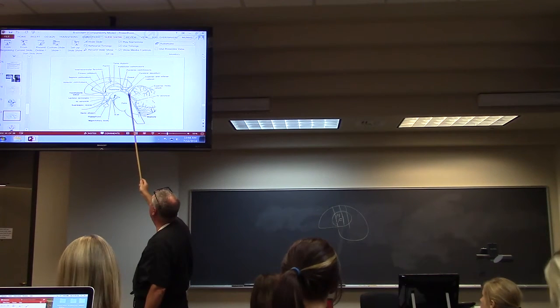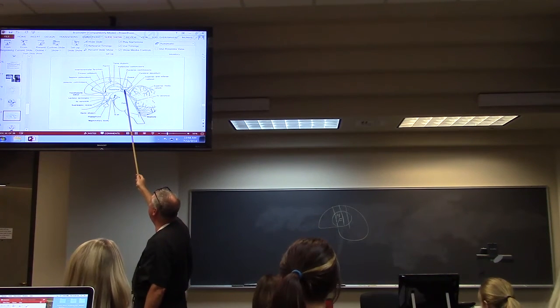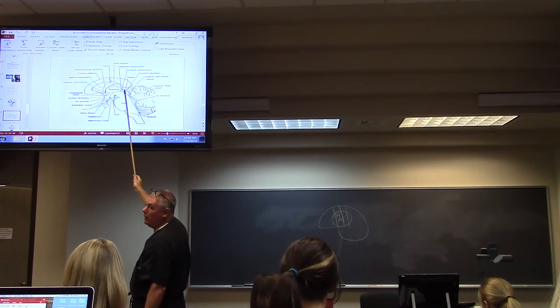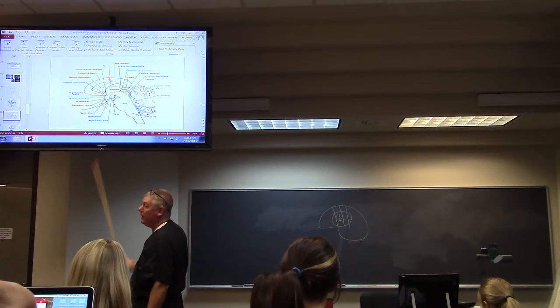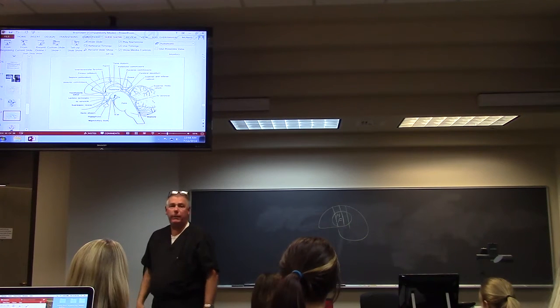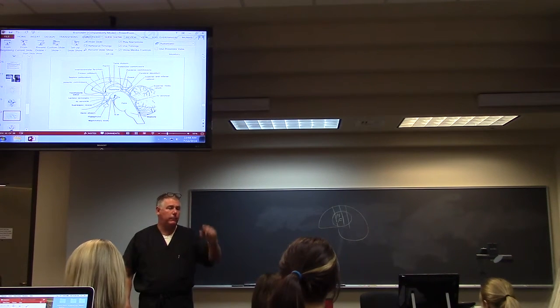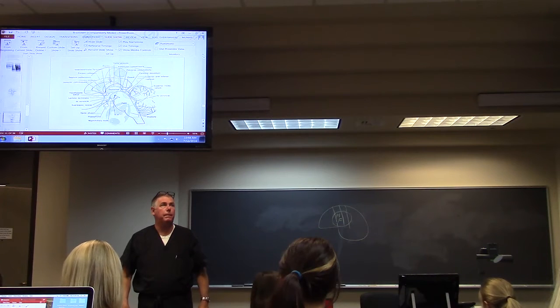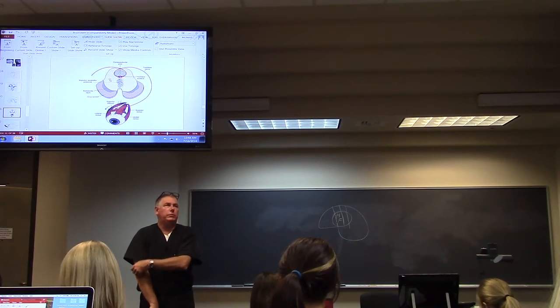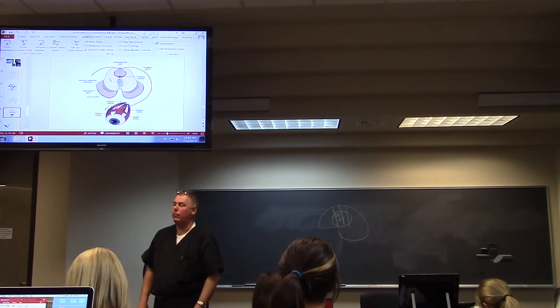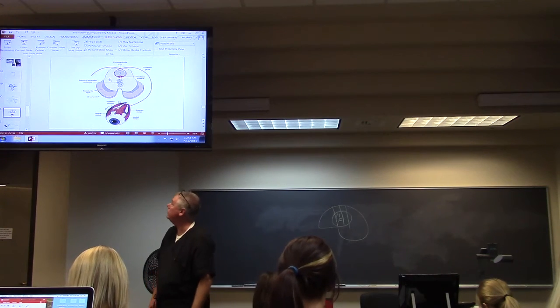And dorsally, you've got the inferior and superior colliculi, and the cerebral aqueduct in the middle of it. Very, very thin area, very short area. There are two nuclear groups that you'll find there, cranial nerve nuclear groups.